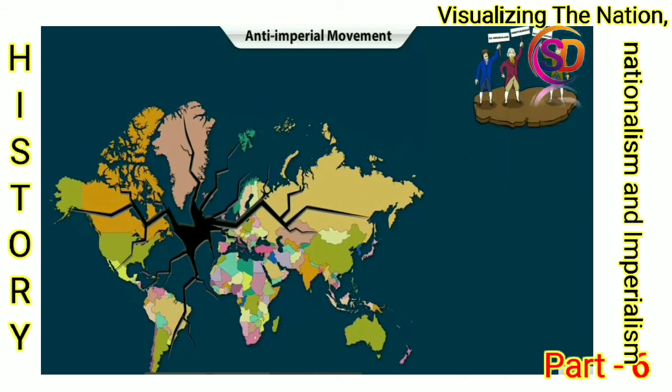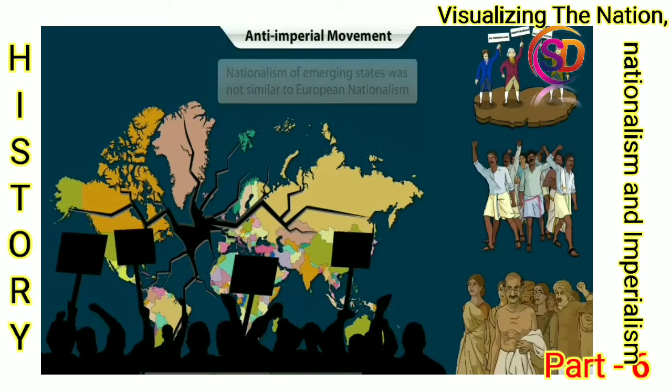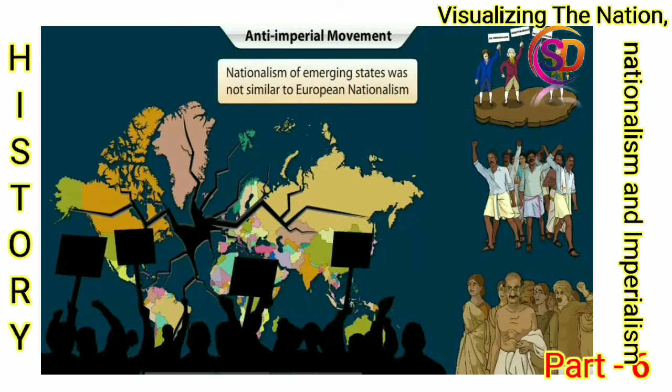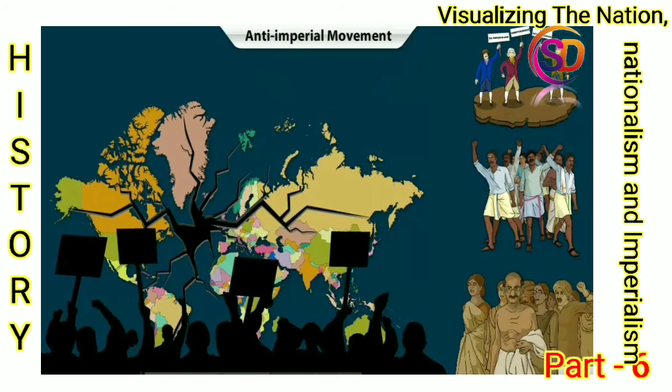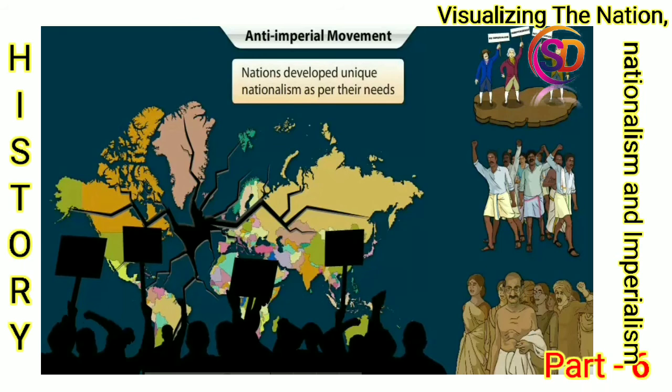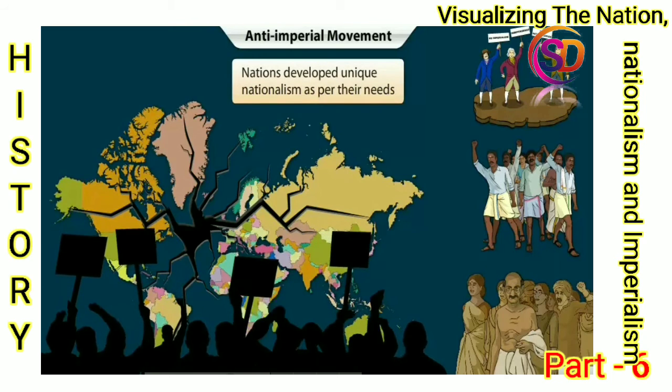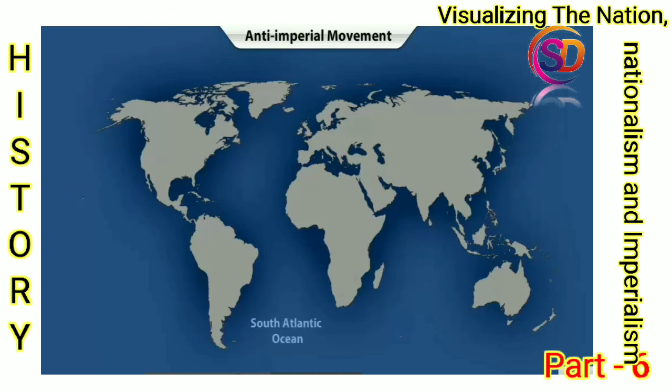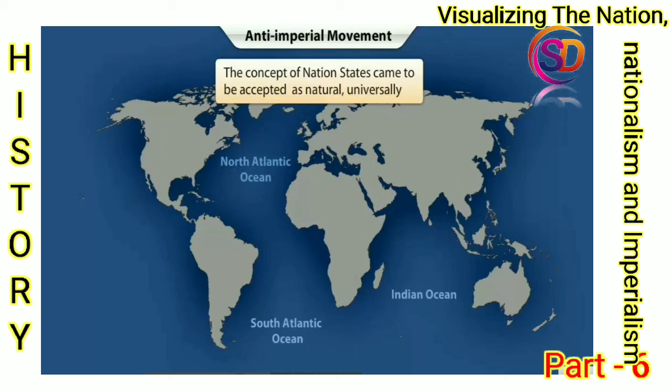Places which sought to become nation-states did not copy the nationalism followed in Europe, but instead, specific variety of nationalism was developed among different nations based on their needs. The outcome of these struggles was that the people and the idea of societies being organized into nation-states began to be accepted naturally and universally.